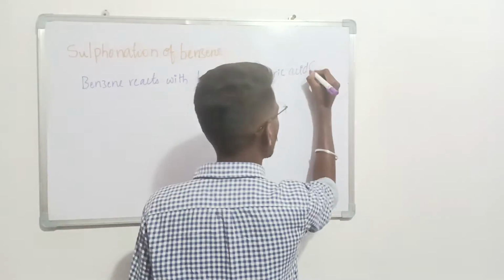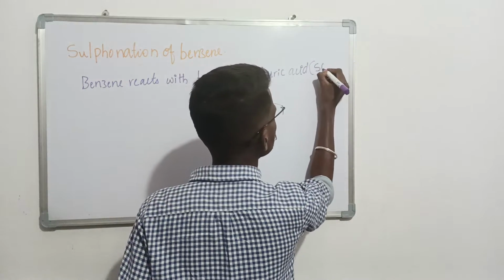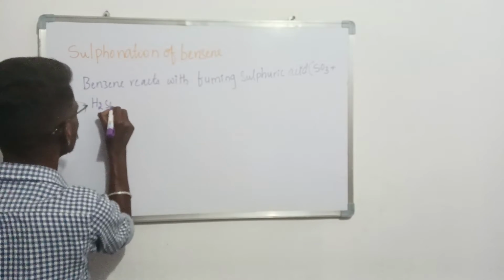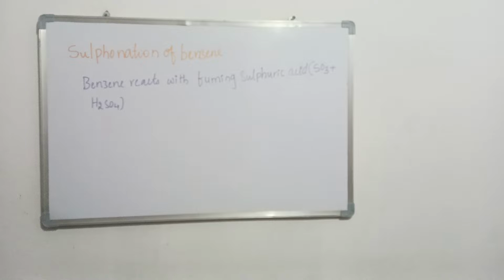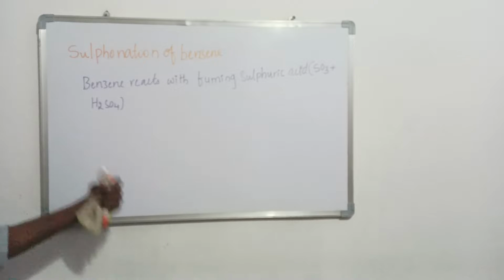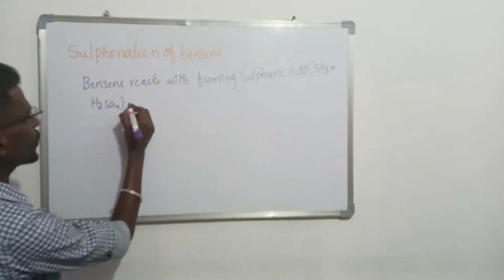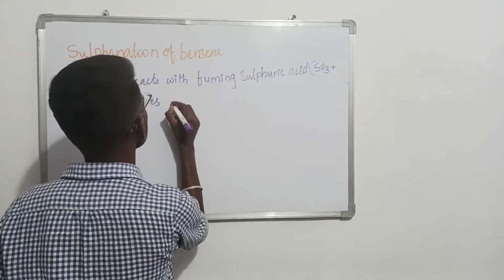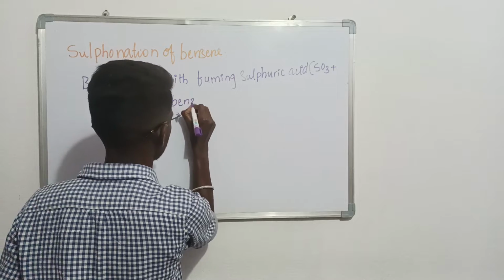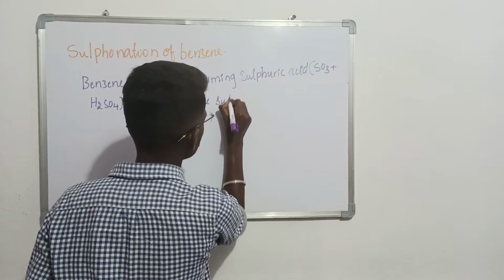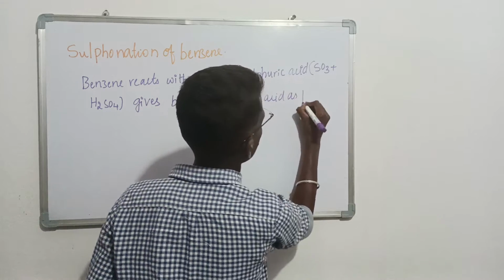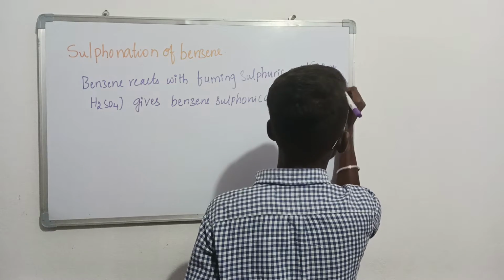Fuming sulfuric acid is a mixture of sulfur trioxide and concentrated sulfuric acid. So benzene reacts with fuming sulfuric acid, which gives benzene sulfonic acid as the product.